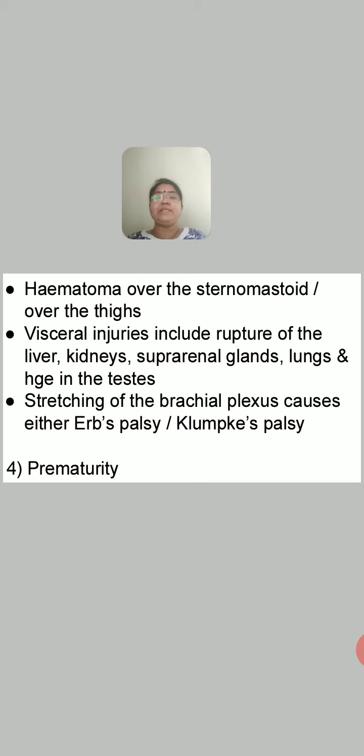And the fourth one is prematurity. When the fetus is born prematurely, there are more chances of fetal risk because the fetus is not completely grown. It was a premature birth, right? So these are various fetal risks common in breech presentation. We'll talk about management of the breech presentation from the next session. Hope you have understood the mechanism.